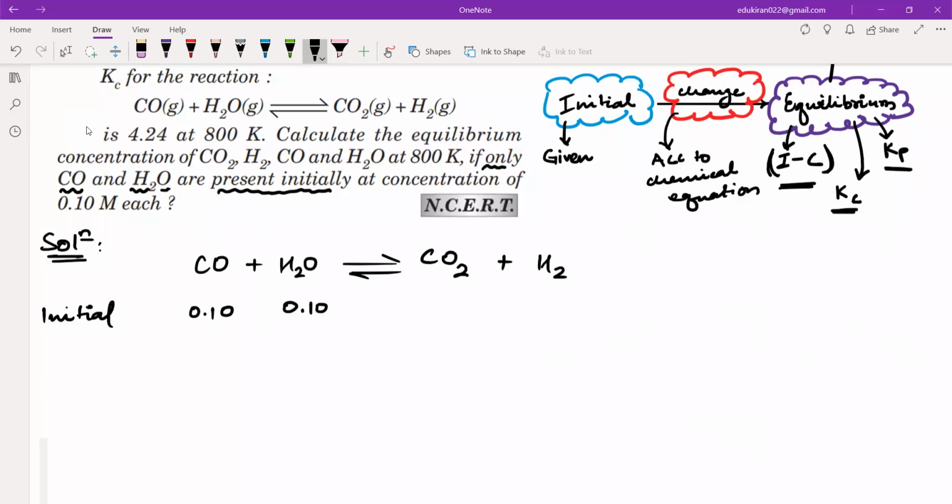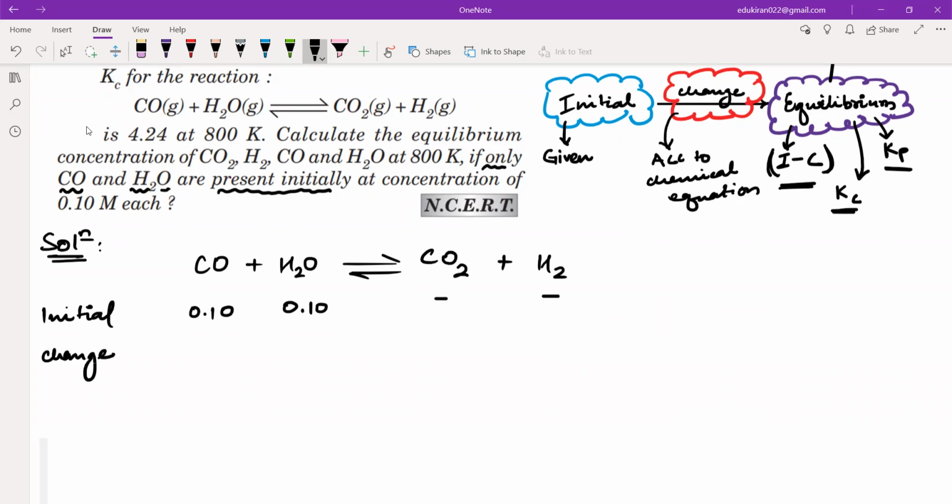So what does that mean? Is CO2 present initially? No. No, Khalil? No, sir. Right? Because they are saying if only CO and H2O are present initially, that means there is nothing else.